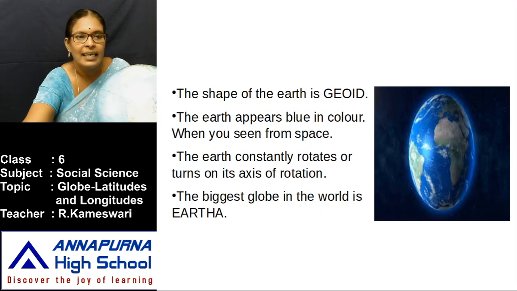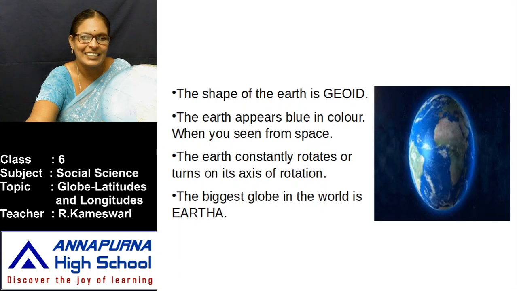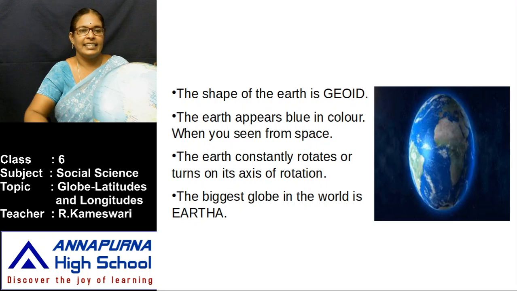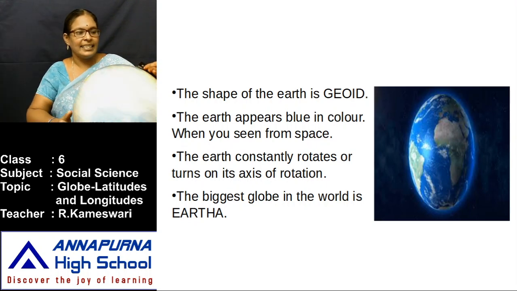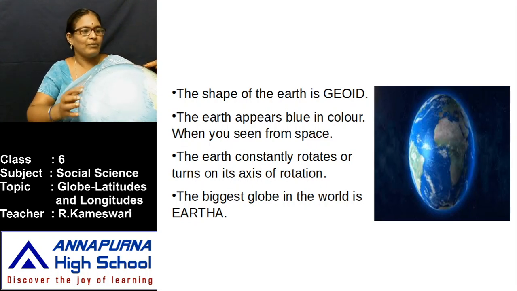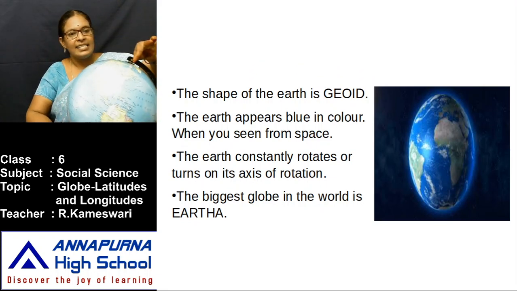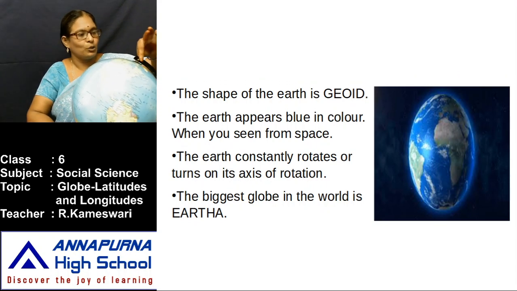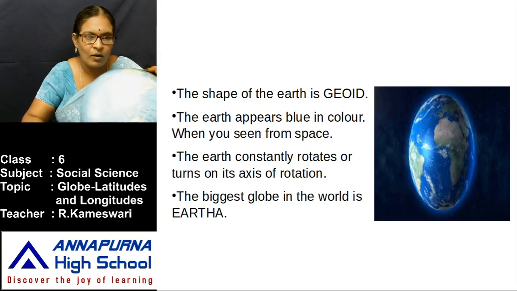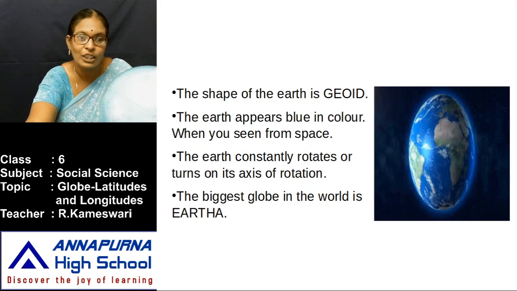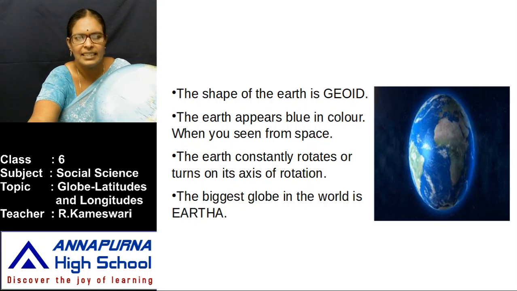Next, the earth constantly turns on its axis. This motion of the earth is called rotation. You see, the earth rotates west to east. How it works is with the help of the axis. Axis is an imaginary line passing through it. This is called rotation, the motion of the earth. The biggest globe in the world is called Earth. It works like the earth. It is located in the USA, in America.